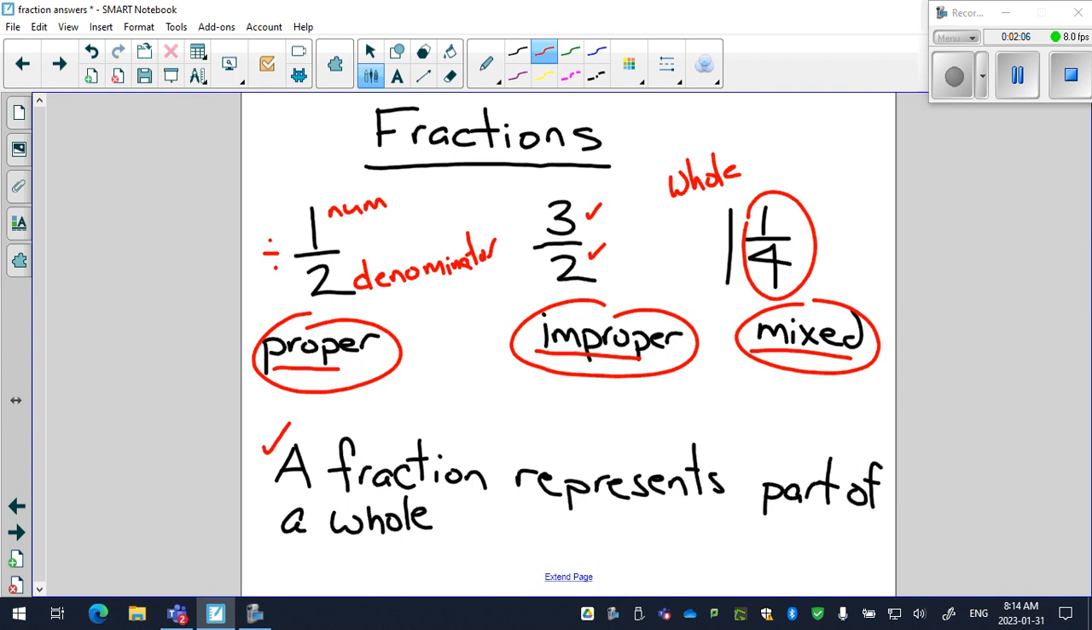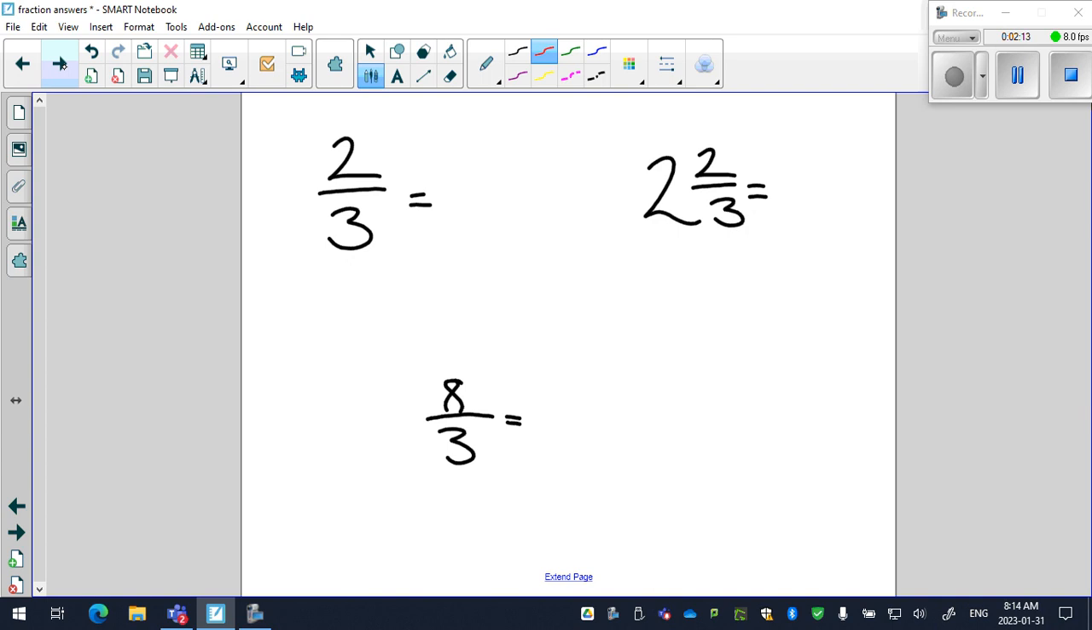So 3 types of fractions: proper, improper, and mixed. We just reviewed that, making sure you understand that a fraction is talking about parts of a whole. Now, if we want to convert a fraction to a decimal, you're really just dividing the top by the bottom. So 2 divided by 3 is 0.66 repeating. 8 divided by 3, if you were to put that into your calculator, is 2.66, and again, it's repeating.